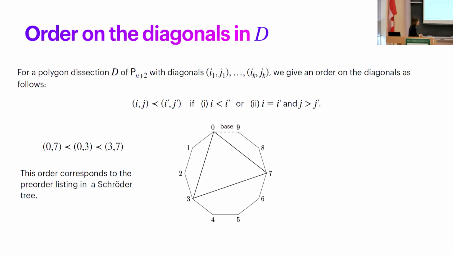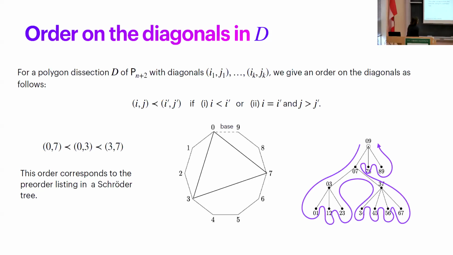So as we see, in this tree, the pre-order traversal is 0,9, 0,7, 0,3, and then we visit 3,7. So this is the order. We'll use this order when we consider toric varieties.